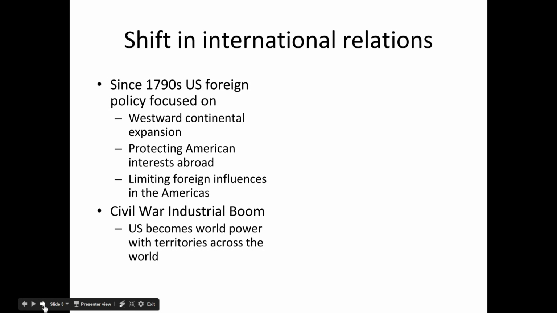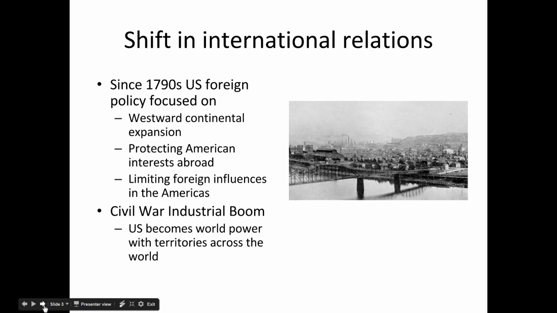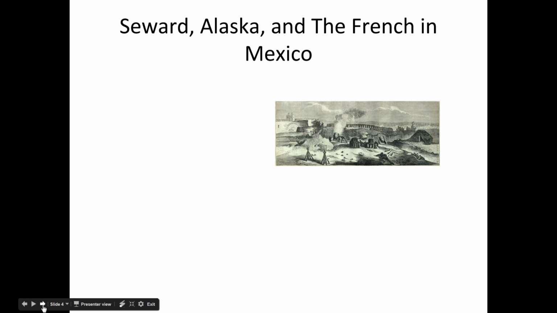With the United States growing industrially during the Civil War and the post-Civil War era, we are looking now for more territories to sell our goods and areas where we can seek cheap resources to fuel this economic and industrial boom. So this starts during the Civil War with William Seward, who was actually Abraham Lincoln's Secretary of State during the Civil War, and he initially sets his sights on Alaska.